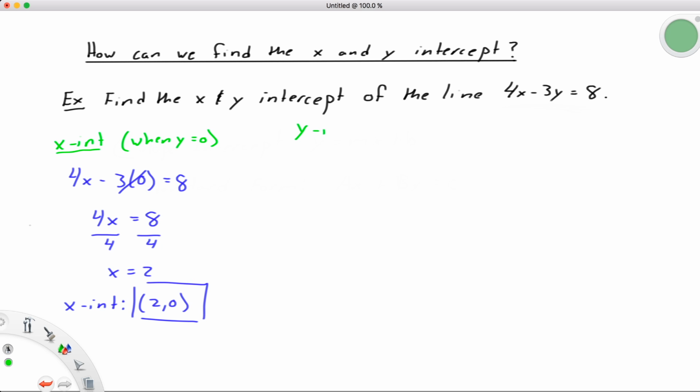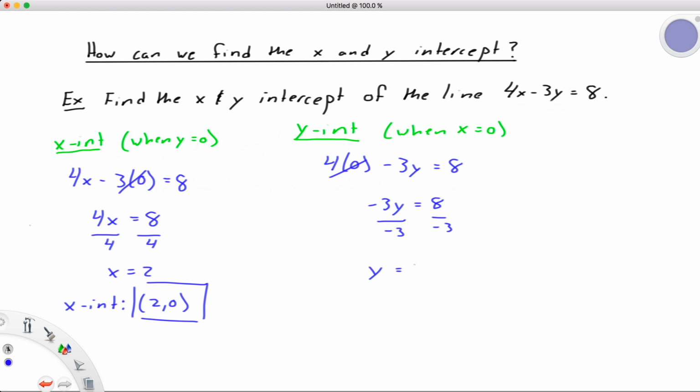Similarly, for the y-intercept, we know that this occurs when x is equal to 0. So if we substitute 0 in for x in our equation, we'll have 4 times 0 minus 3 times y equals 8. 4 times 0 becomes 0, and so we're left with -3y equals 8. When we divide both sides by -3, this will give us y equals -8/3. And so we can then say our y-intercept is the point (0, -8/3).